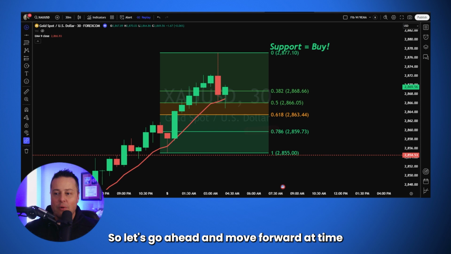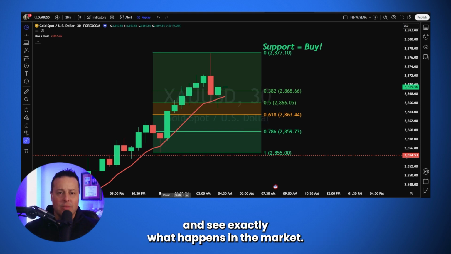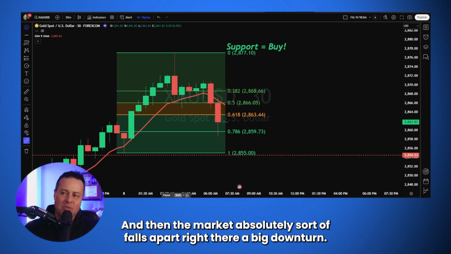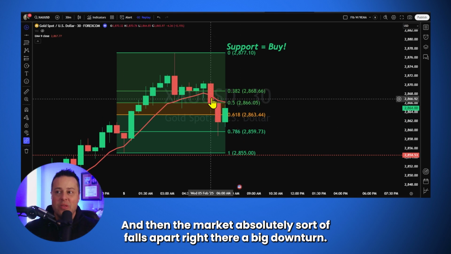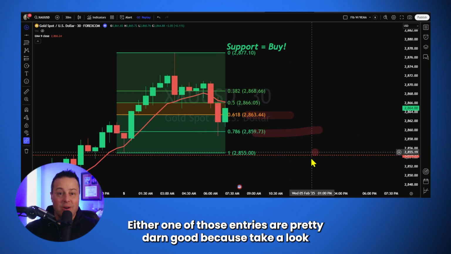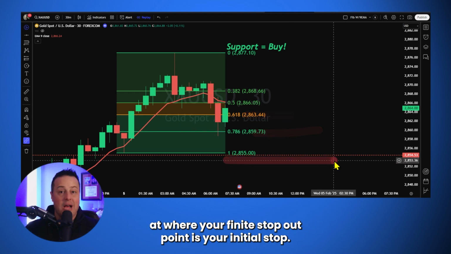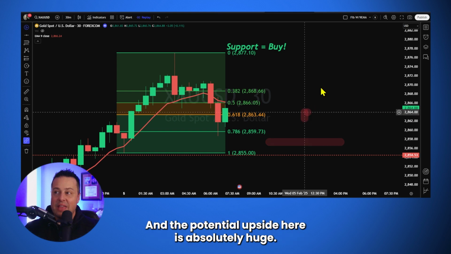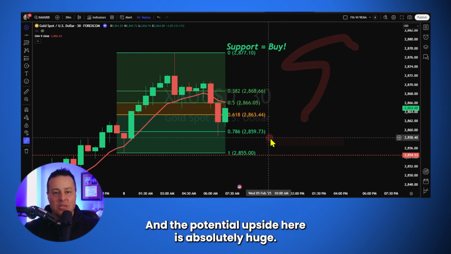So let's go ahead and move forward in time and see exactly what happens in the market. Now, you'll notice a little bit of compression in this 30-minute gold chart, and then the market absolutely falls apart right there. A big downturn. We go to 62%, we go to 78%. Either one of those entries are pretty darn good, because take a look at where your finite stop out point is. Your initial stop, if you took 78% here, it would be 28.59 and 28.55. That would be about a $4 risk, and the potential upside here is absolutely huge.